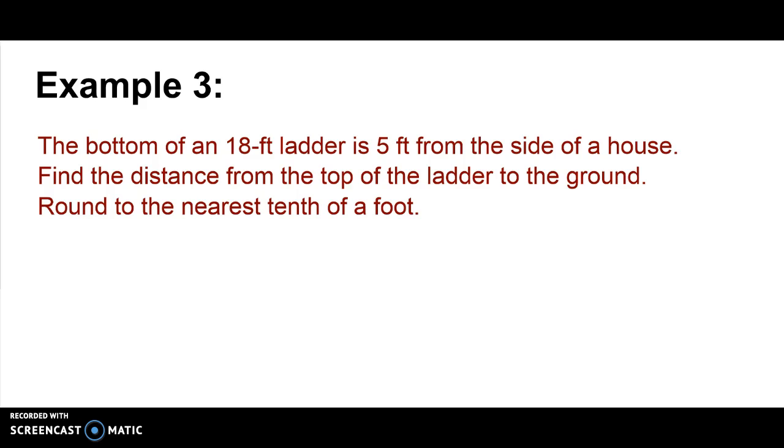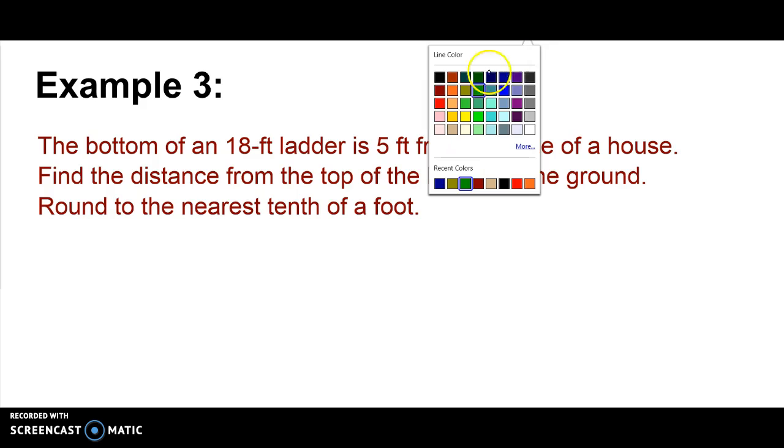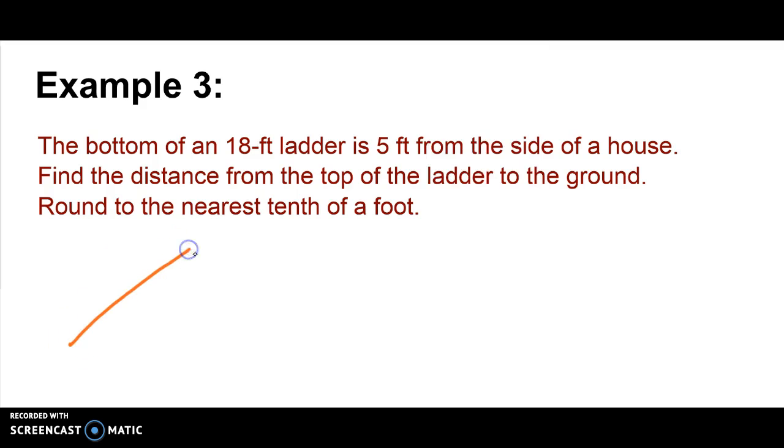Let's look at example 3. It says the bottom of an 18-foot ladder is 5 feet from the side of the house. Find the distance from the top of the ladder to the ground. Round to the nearest tenth of a foot. So again, I have to draw a picture. Let's think of what a ladder against a house would look like. So if I think about it, here's my ladder. My ladder leans diagonally against a house.